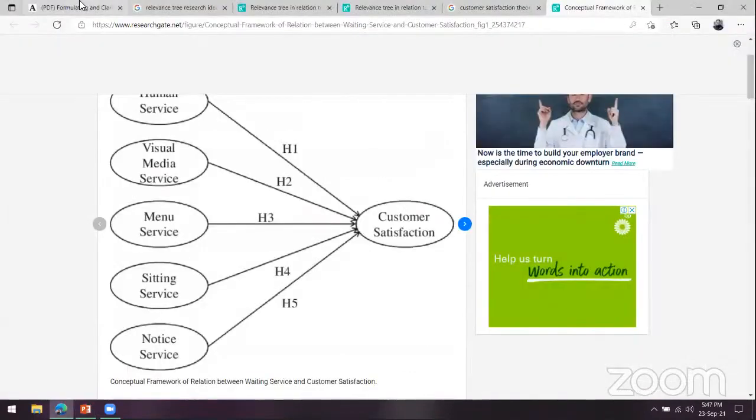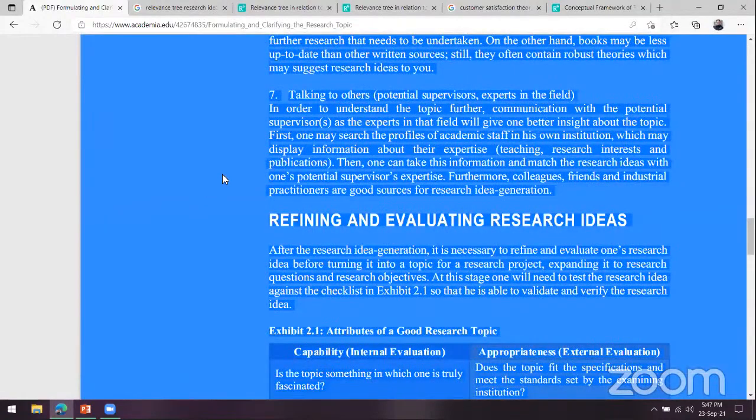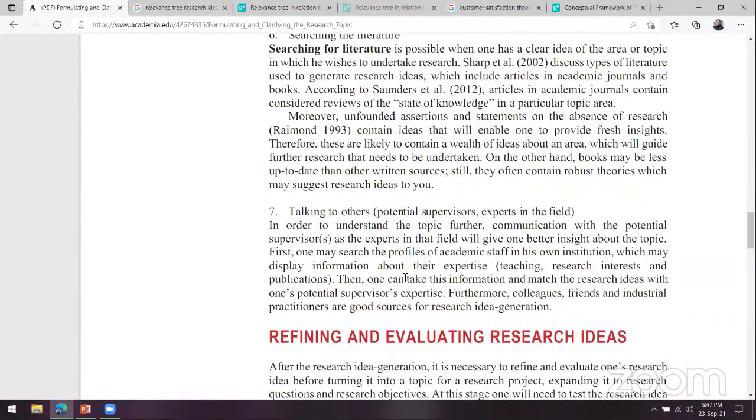And the last one would be talking to others. So you can talk to supervisors, experts in the field, talk to your friends, in order to get their opinion. Sometimes they might be the person who can enrich your research idea, so that your idea can become solid, can become complete, and can become what we call logical, novel, and something extra that I have shared with you just now.